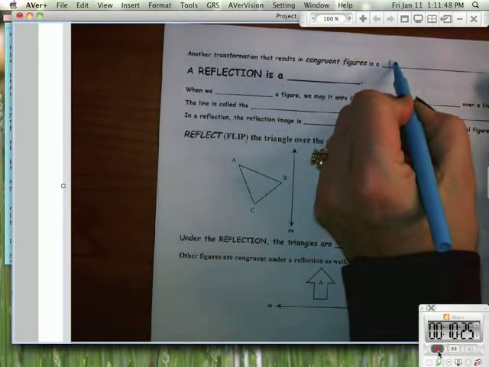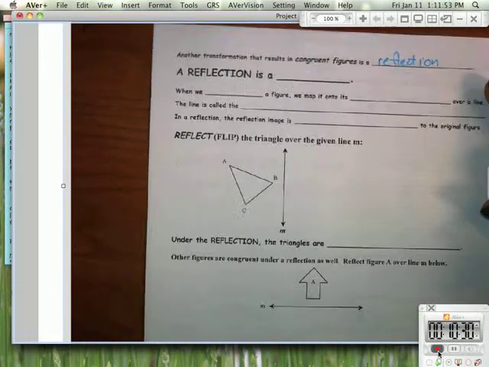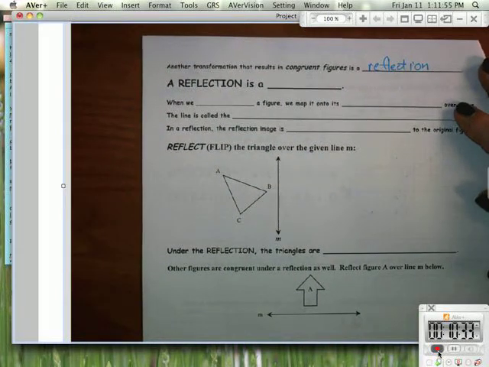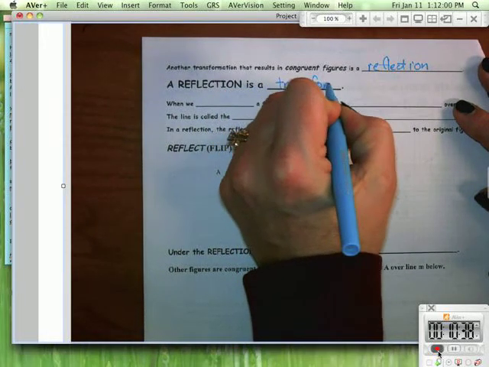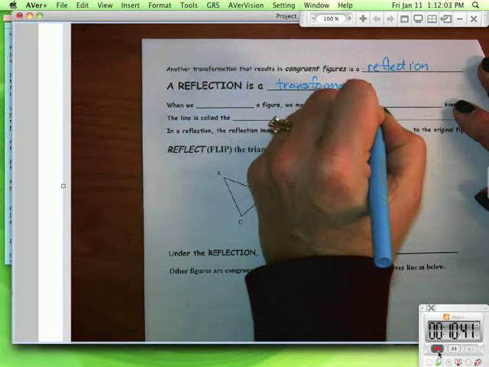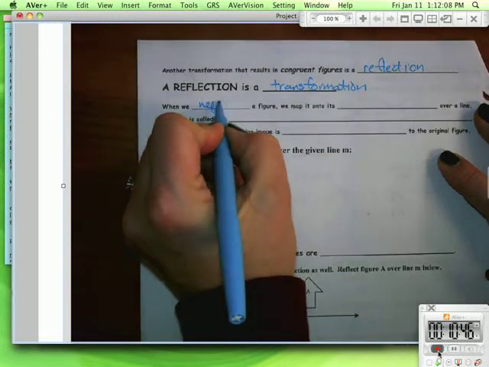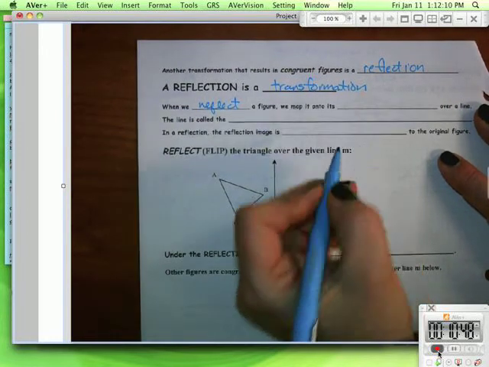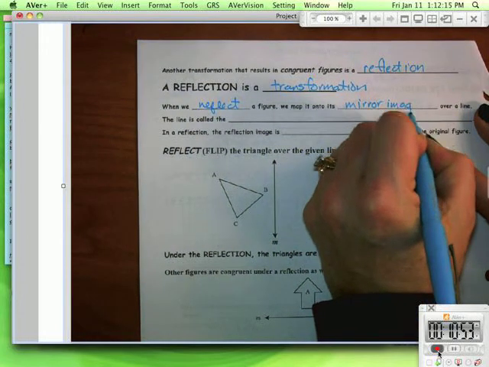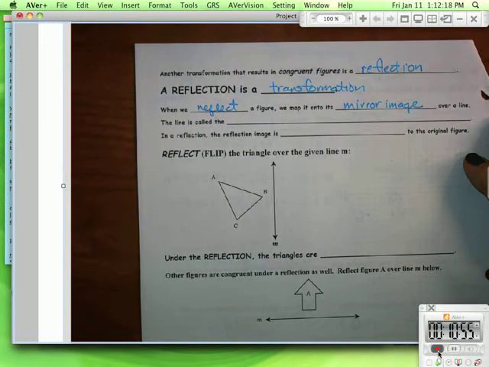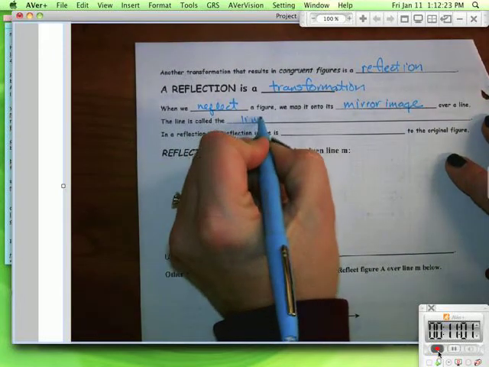This is a reflection. Another transformation that results in congruent figures is a reflection. A reflection is a transformation. I know it's kind of saying the same thing twice. That's okay. When we reflect a figure, we map it onto its mirror image over a line. The line is called the line of reflection. It's original.